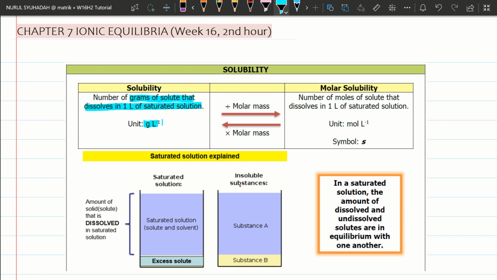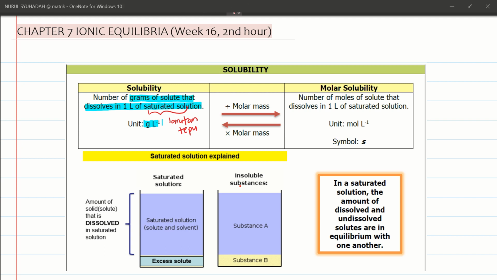Now, why do we use saturated solution? What is a saturated solution? A saturated solution is a solution that is full. So we want to know, in a saturated solution, how many grams of solute we can dissolve. That's solubility.